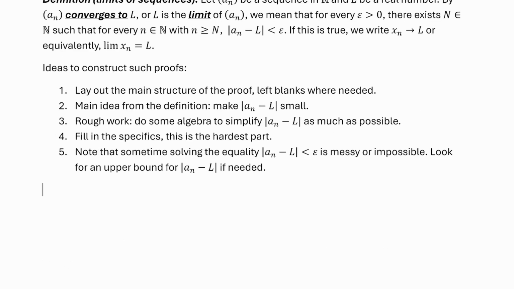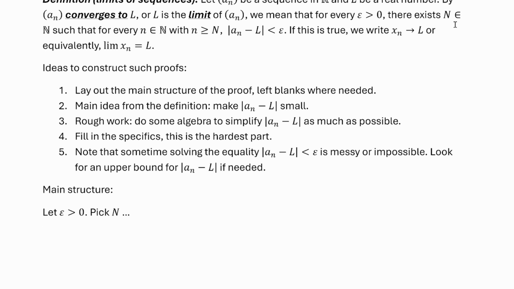We first write the main structure, which you can think of as a template. Because the definition says for every epsilon greater than 0, there exists N, blah blah blah. So let's write: let epsilon greater than 0. That's our first sentence. And then we write: pick big N dot dot dot. The dots stand for the specifics to fill in later.